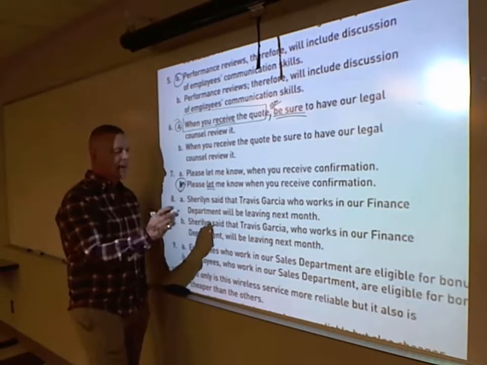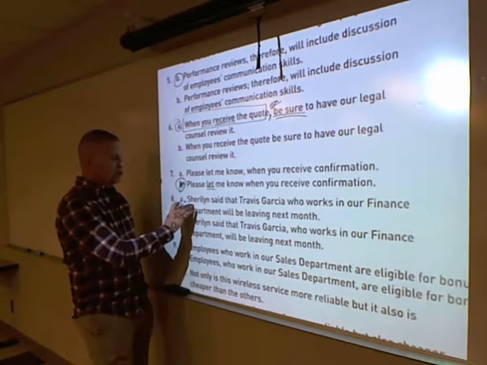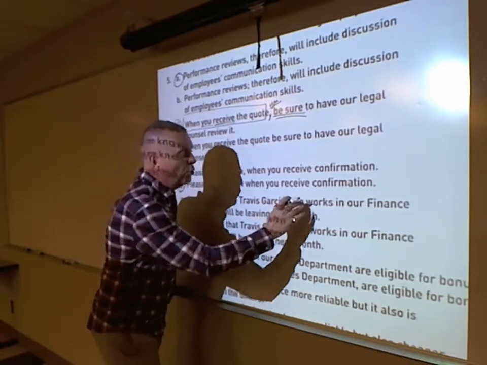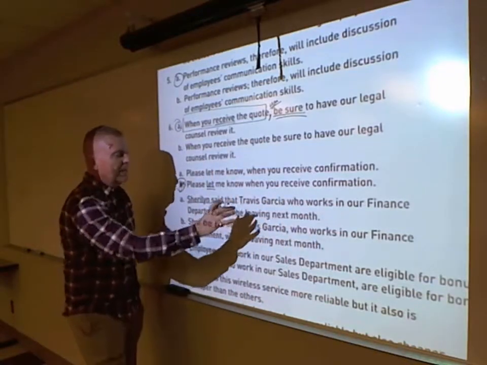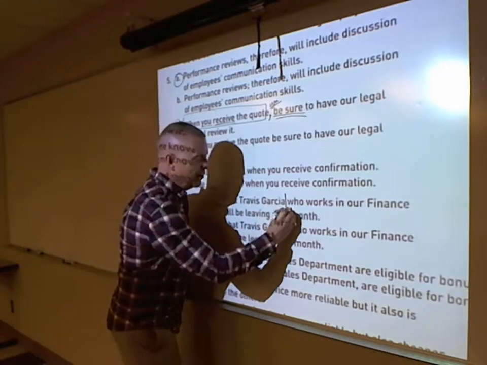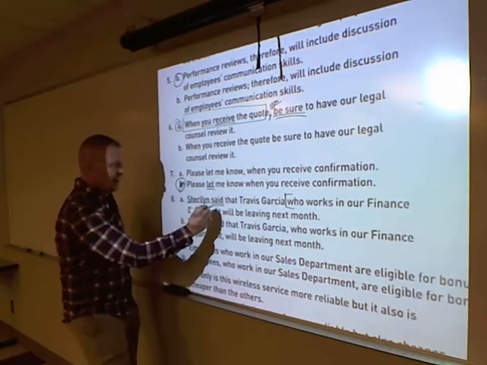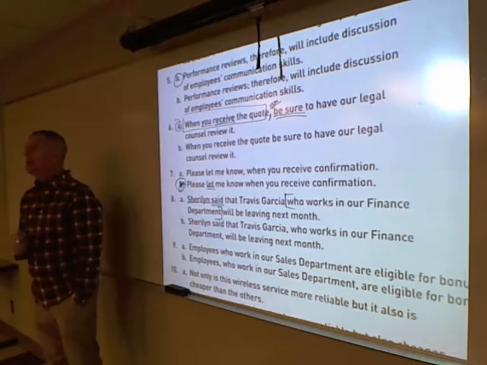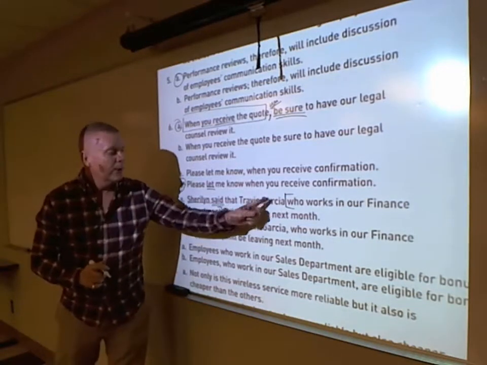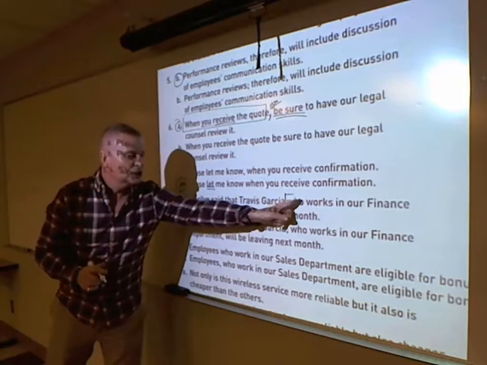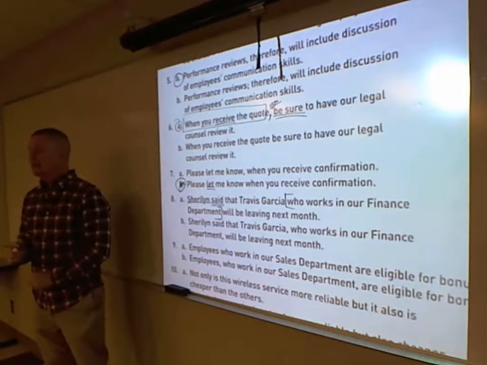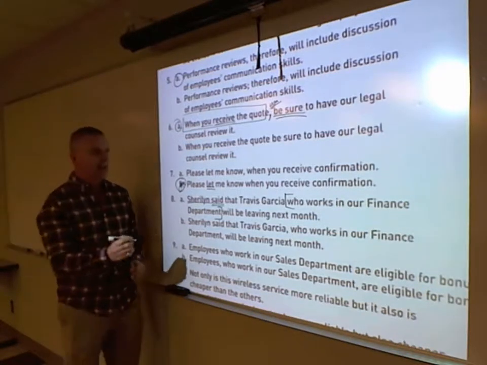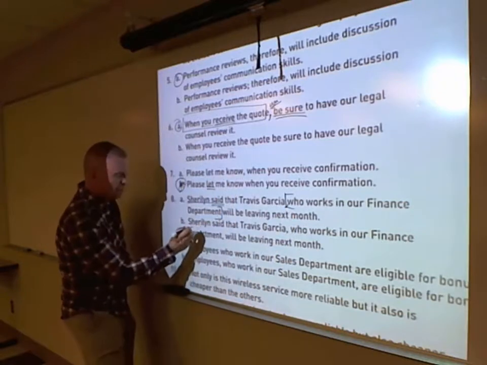So let's read this again. Sherilyn said, there's your subject and verb, and then that Travis Garcia, who works in our finance department, will be leaving next month. Well, this who clause right here, who works in our finance department, we have to decide, does it need or does it not need commas to offset it? Since we know who Travis Garcia is, then his descriptor is not necessary. So we could really just leave it out. Since we could really just leave it out, use commas to offset it. So I'm going to place a comma here, and I'm going to place a comma right there, as they did in the next sentence.